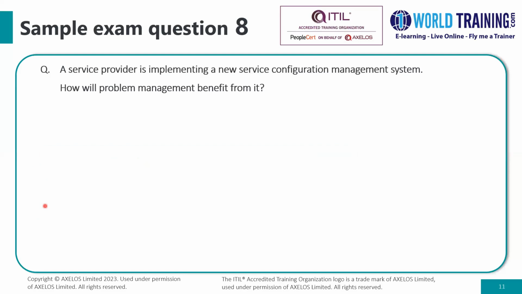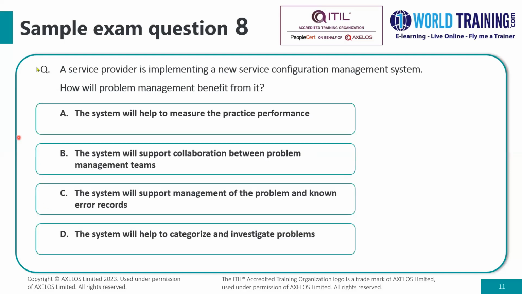Question 8. A service provider is implementing a new service configuration management system. How will problem management benefit from it? A, the system will help to measure the practice performance. B, the system will support collaboration between problem management teams. C, the system will support management of the problem and known error records. Or D, the system will help to categorize and investigate problems. The question is about implementing a service configuration management system. Remember, that is about the configuration items and those records.